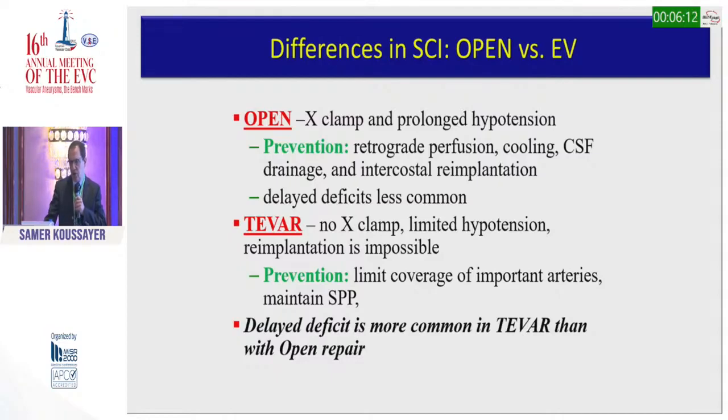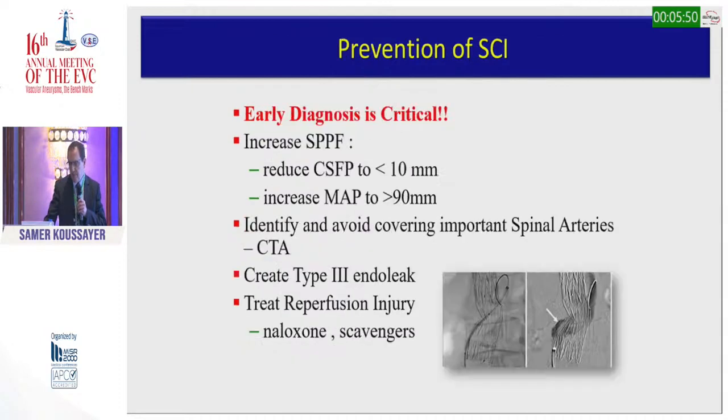In TEVAR, there's no cross-clamping and limited hypotension, but the problem is we don't have the legacy of reimplantation of the intercostal arteries. How do we prevent it in TEVAR? By limited coverage of the important arteries, especially T8 to T12, and maintaining good perfusion to the spine. And in general, delayed spinal cord ischemia is more common after TEVAR than after open repair.